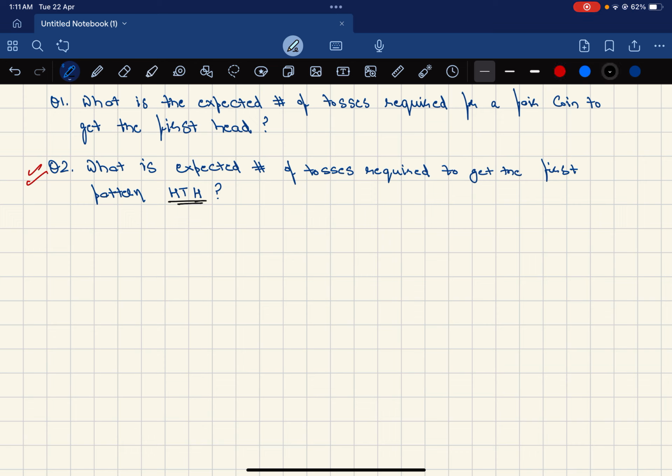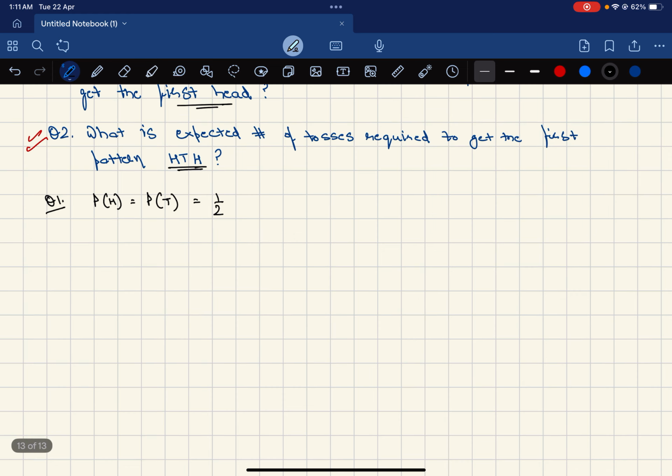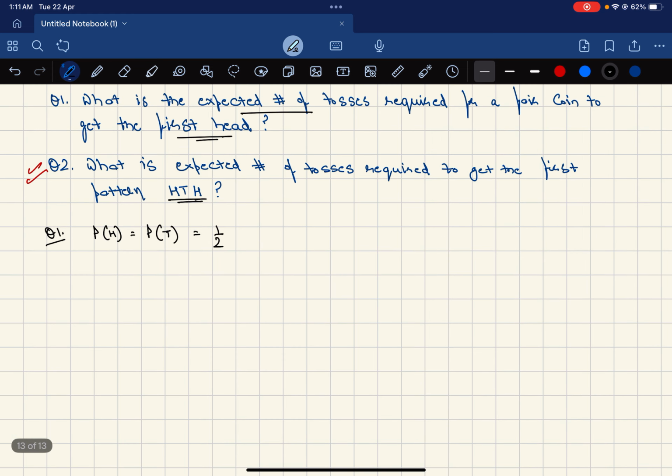So looking at the first question here: what is the expected number of tosses required for a fair coin to get the first head? Now the first thing here, since this is a fair coin, we know that the probability of getting a head and the probability of getting a tail in each of the tosses is 1/2 each. Now, since we want the expected number of tosses required to get the first head, what we do is, let's say we look at different cases. When can we get the first head?